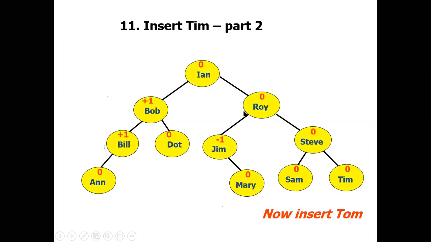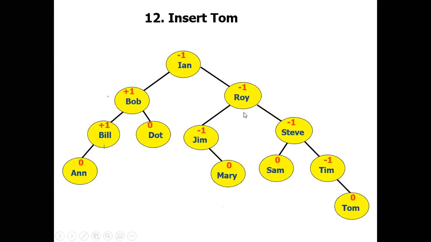Then let's add another node, which is Tom. When we add Tom, the tree is still balanced, so no operation is required. And there's no other element to add into this tree. This will be the end of our insertion process, or creating a tree with those elements we had.